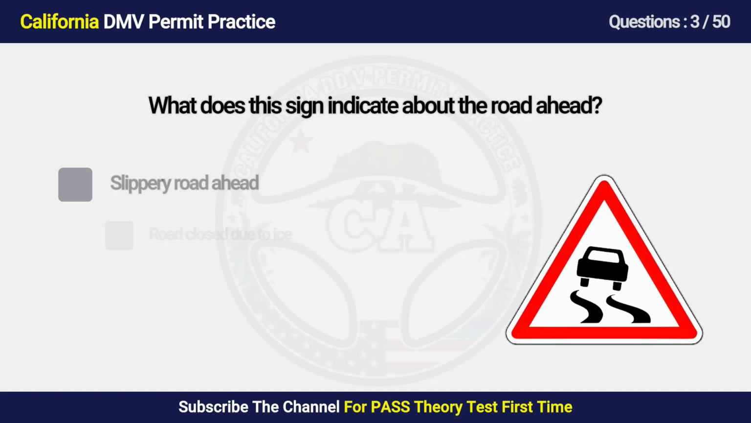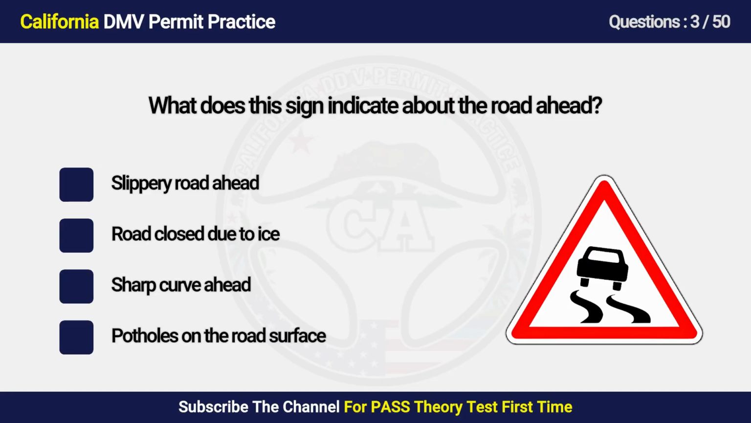Question 3. What does this sign indicate about the road ahead? A. Slippery road ahead. B. Road closed due to ice. C. Sharp curve ahead. D. On the road surface.